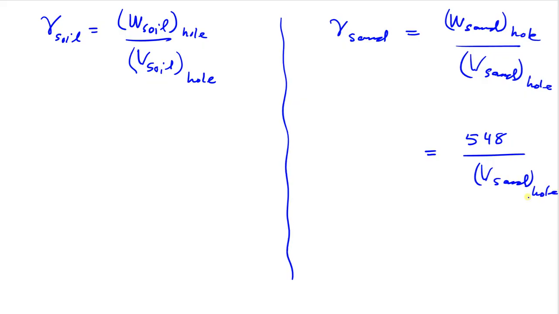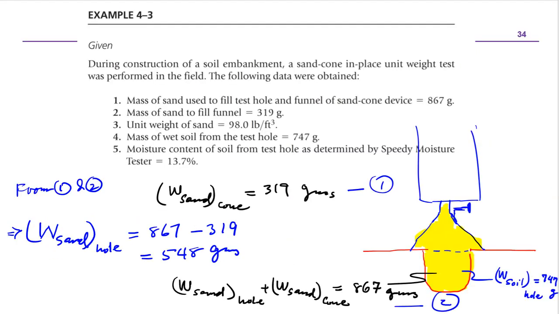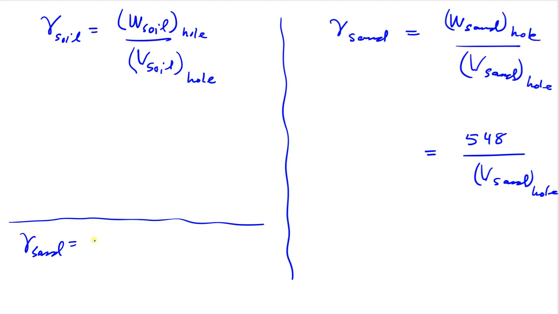Now everything we are dealing with is in grams and centimeter cube, but the unit weight of sand was given in a different unit. So let's first convert this. Gamma sand given in this problem is 98 pounds per cubic foot. So we have to convert it to a consistent unit. You can convert it very easily.